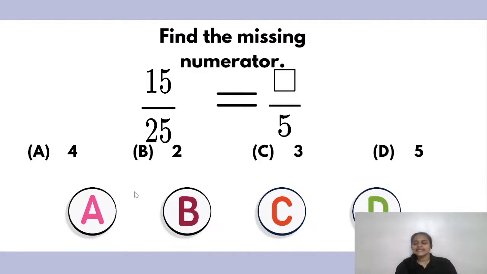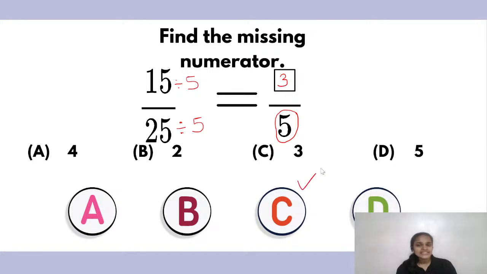Okay, let's see. Time up. Chalo, let's see what's the answer to this. Now we have 15 upon 25, and at the bottom we have 5. Since we have an equal to sign in between, these two fractions need to be equivalent. I have to divide 25 by a number that will give me 5. 25 divided by 5 gives me 5, right? The same operation I will have to do in the numerator also. So 15 also I will divide by 5, and this gives me 3.